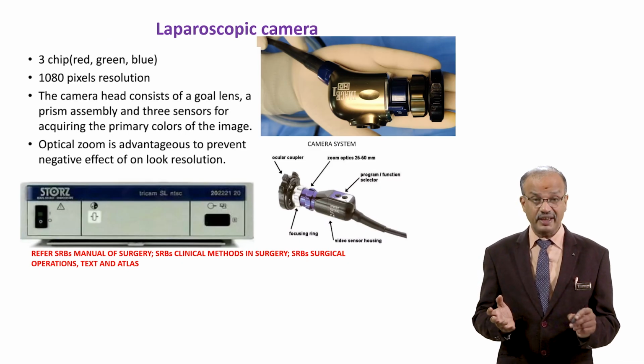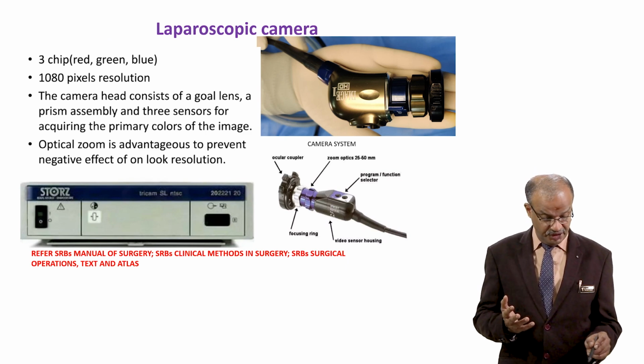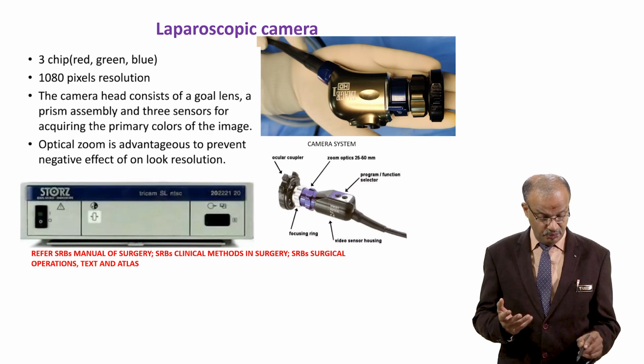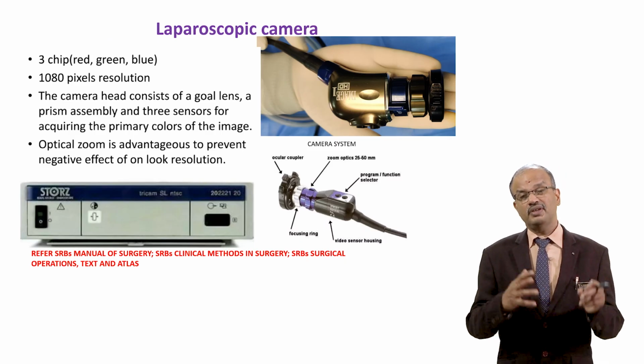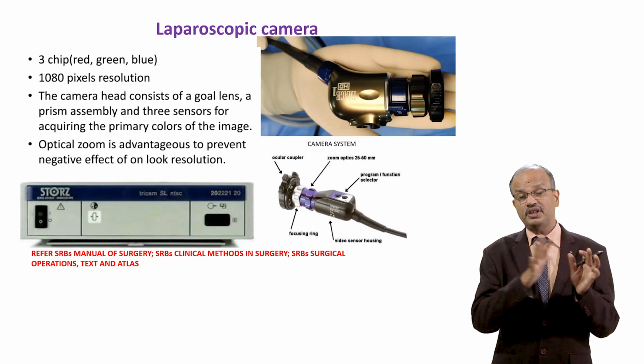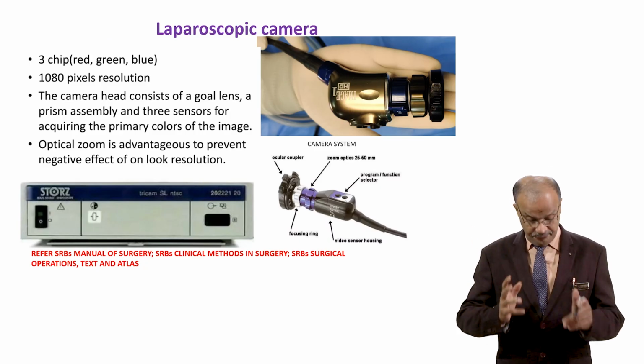So, a 3-chip camera: red, green, blue, as I already told. Pixels are there. The camera contains a gold lens, prism, sensors. Optical zoom is an advantage to prevent any negative effect on the resolution. So optical images, red, green, blue. So it is a 3-chip device, whereas a single chip is cheaper.